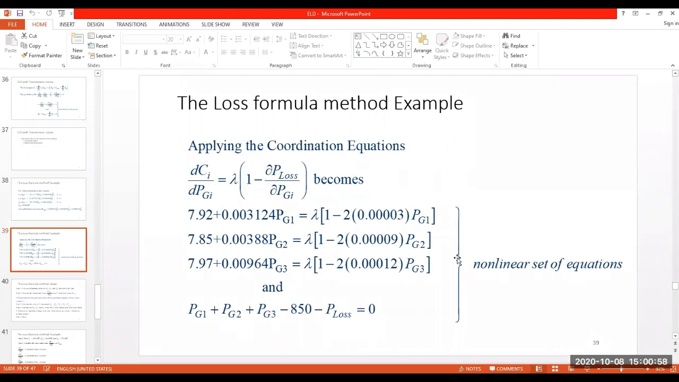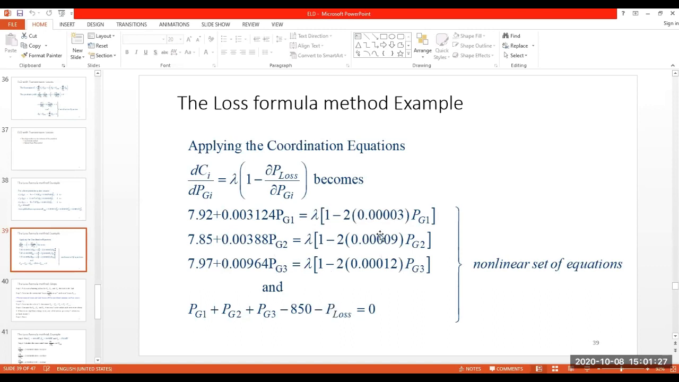Now this set of equations, unlike the first case of ELD, where there was no P loss, so simply you had to solve 4 equations and 4 unknowns. Those were linear equations, so you solved for PG1, PG2, PG3, and lambda from these 4 equations. However, the problem here is that these are non-linear equations.